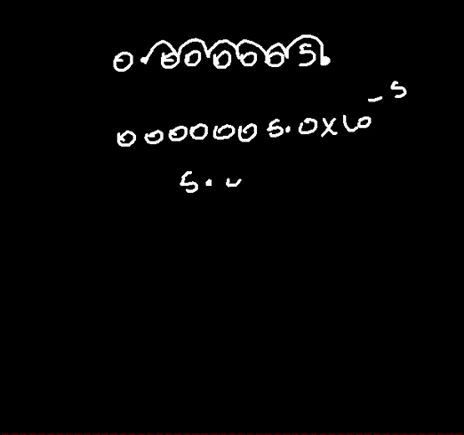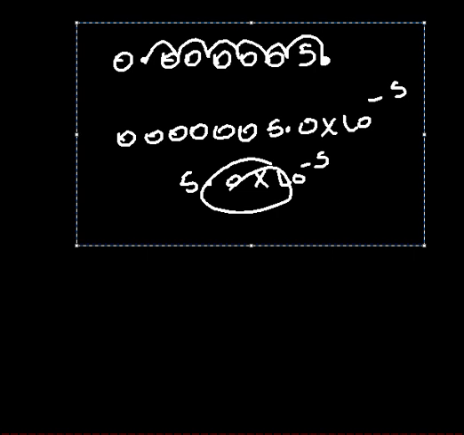So we'll have it as 0.0000005, which is 5.0 times 10 to the power negative 5. Of course, this is the same as 5.0 times 10 to the power negative 5. So this is how you can have it in scientific notation. So keep that in mind. And also try this at your own time.